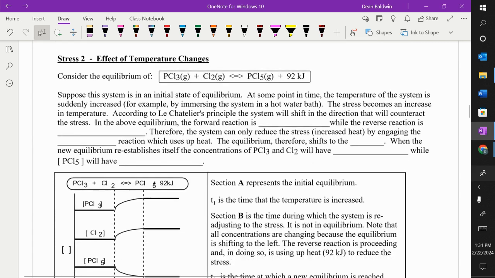All right. Temperature changes. So we have PCl3 plus chlorine gas goes to PCl5 plus 92 kilojoules. Is this endo or exothermic? It's an exothermic reaction, right?